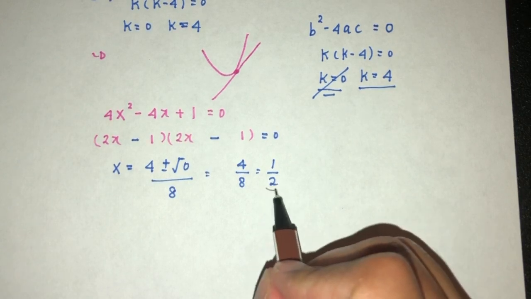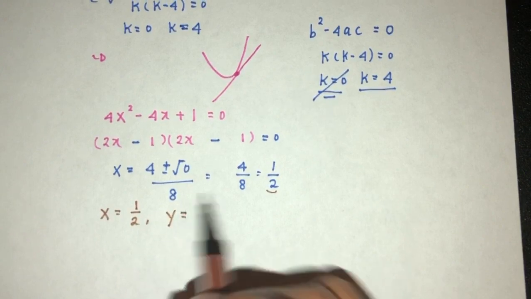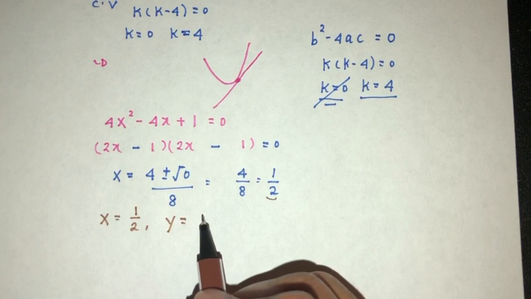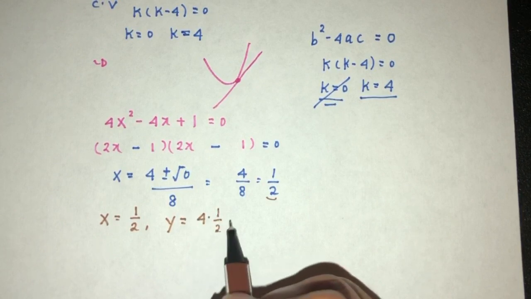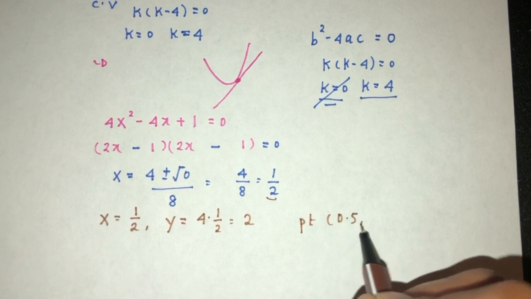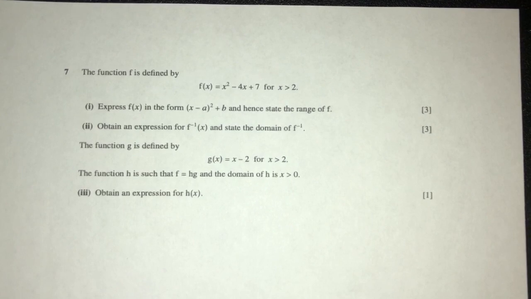Okay, so x could be the value of half, and y could be what? Replace back in the equation. y is k times x, so k is 4 times half, which is just 2. So the point is 0.5 and 2. Okay, and that will be part 2 of your question. Let's move on to the next question.